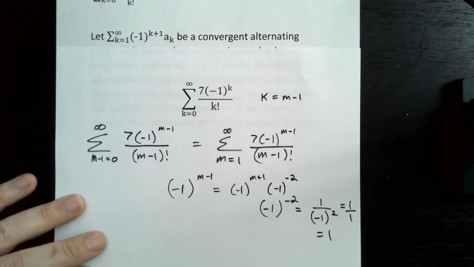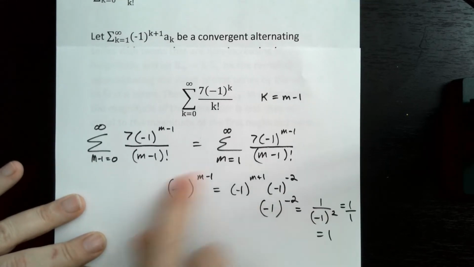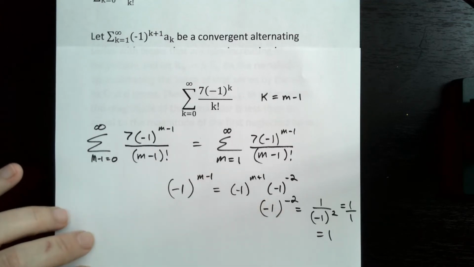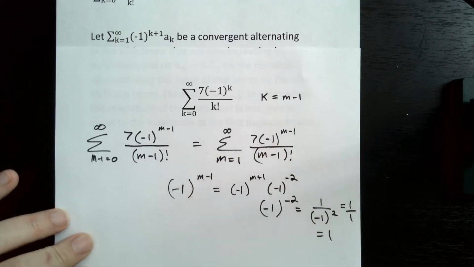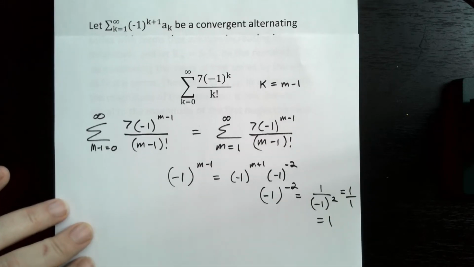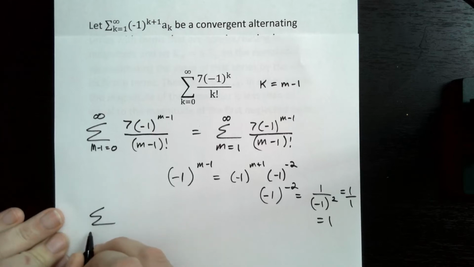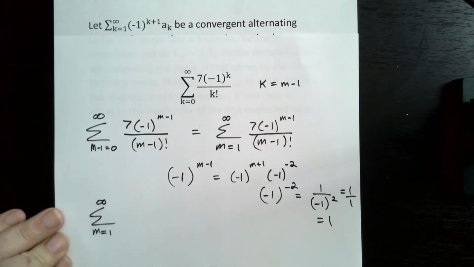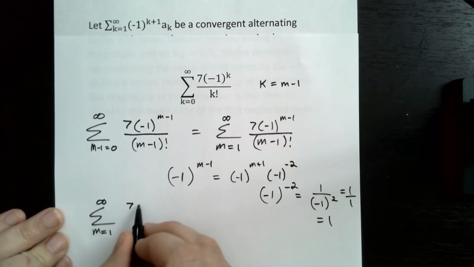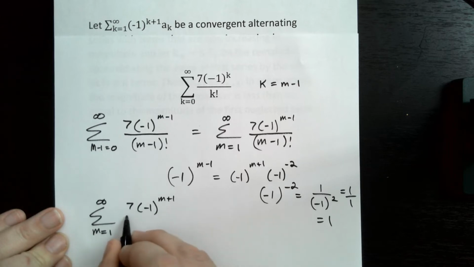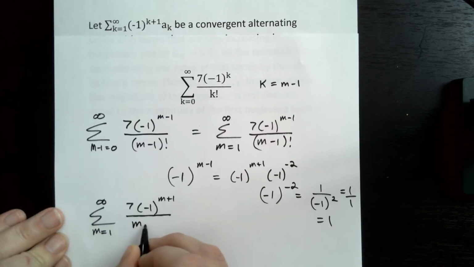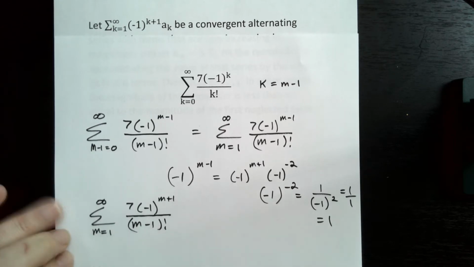Okay, so what we can basically do, given that we know this, is change this to a plus 1, and we won't be changing anything about the actual series. Okay, so I'm going to go ahead and do that. So I get the sum from m equals 1 to infinity of 7 times negative 1 to the m plus 1, divided by m minus 1 factorial.